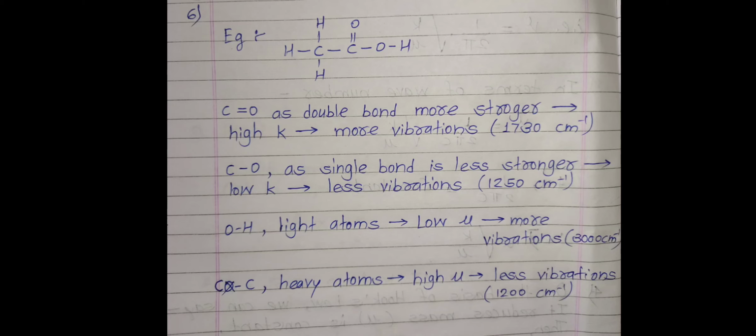And the last one is the carbon single bond, it is heavy atoms. Carbon single bond is heavy atoms and high reduced mass. We get high reduced mass and obtain less vibrations. Heavy atoms, high reduced mass, less vibration, and its IR range is 1200 centimeter inverse. This is the example of acetic acid we have to discuss.